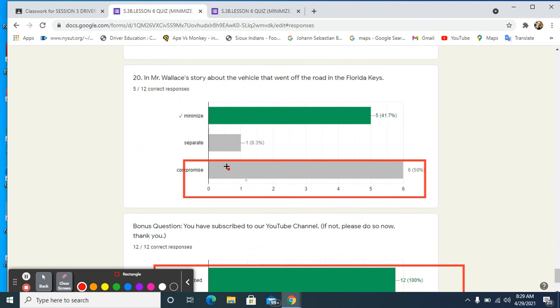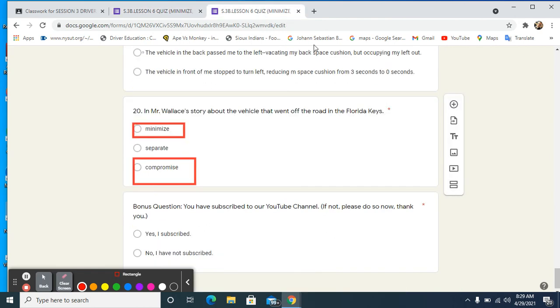Okay, for those people on here with the compromise, this whole section here for number 20, I'm going to give the points to everyone for number 20, and I'm going to fix it right after I get off. So thank you very much.